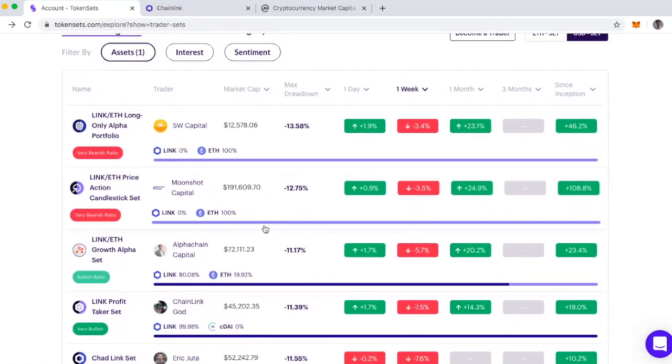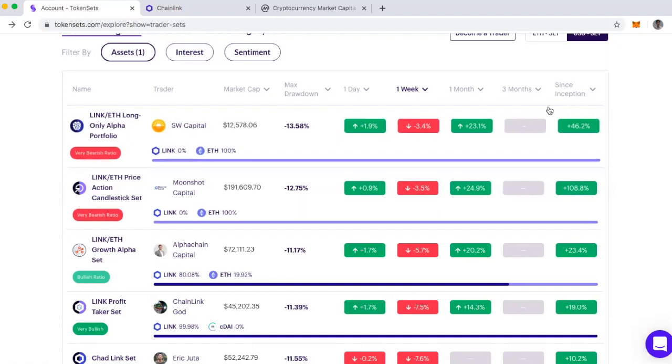And I'm not going to go into what the strategies behind these are. I think it's better just to look at the numbers, because at the end of the day, I just want to see performance that indicates that I might be able to beat holding Link or holding ETH or some other token in the market.